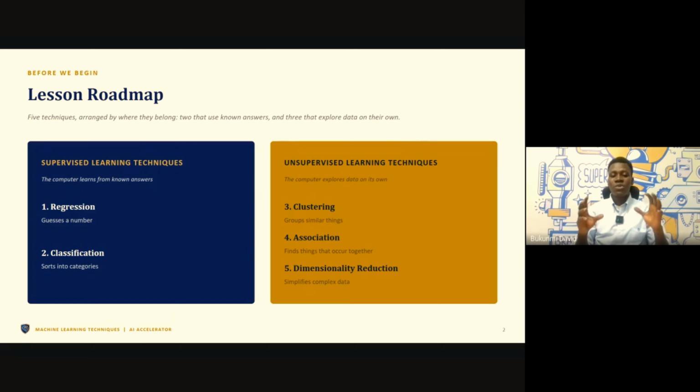These are the things that we'll be discussing today. We'll talk about regression, classification, clustering, association and dimensionality reduction. These are ways by which computers learn, both in the supervised learning technique and the unsupervised learning technique.